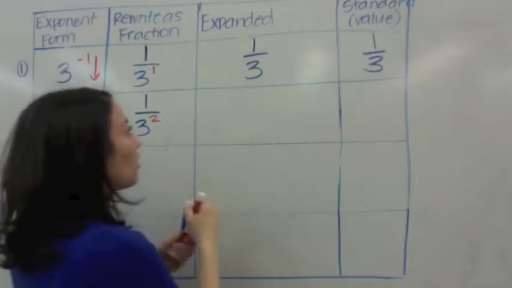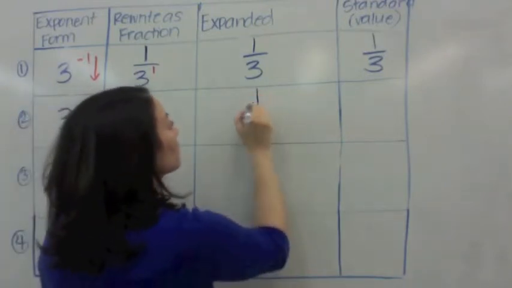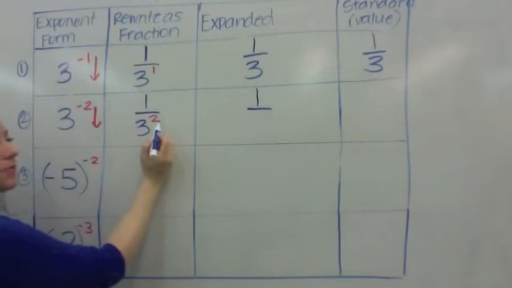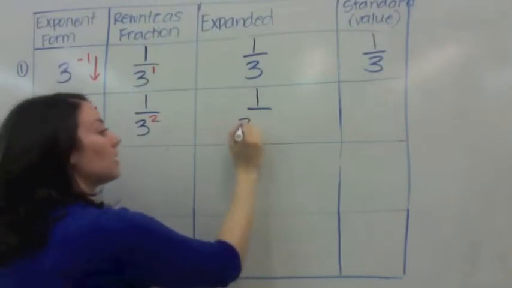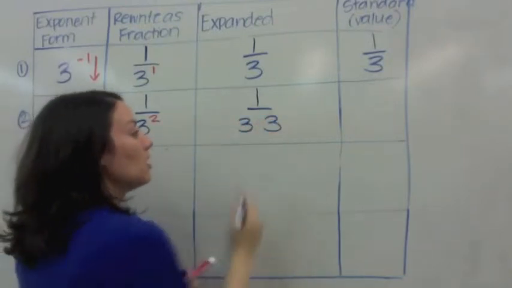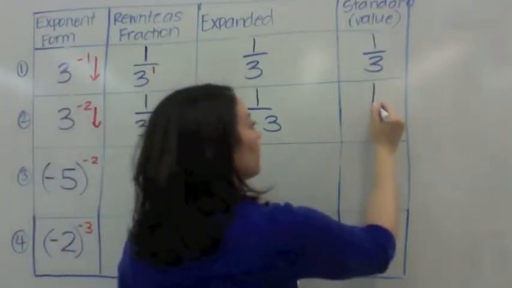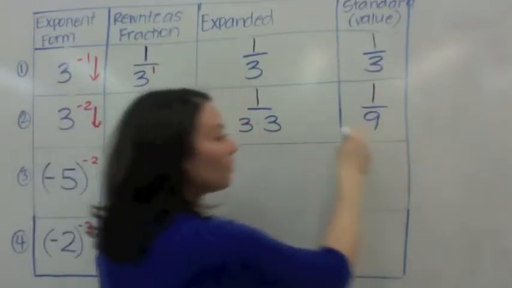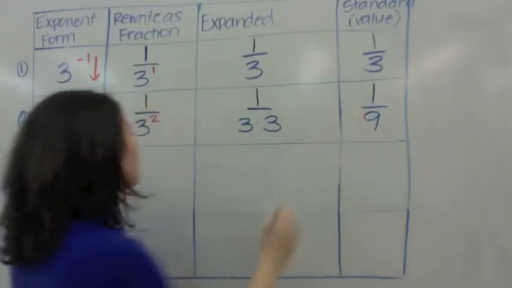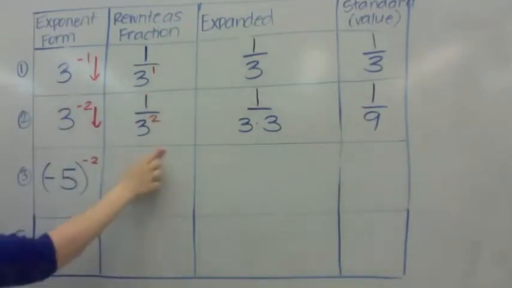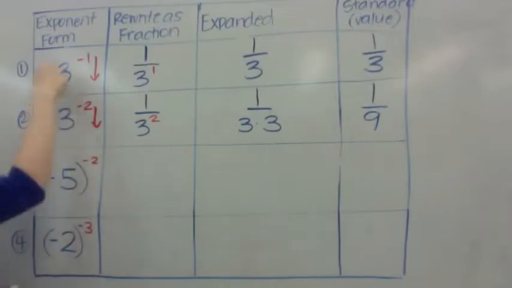Now you do have to expand this, right? Because what is 3 squared? And don't tell me it's 6, because that is not 3 times 2. That means it's 3 multiplied by itself twice. So what is 3 times 3? 3 times 3 is 9. Very good. So it's 1/9. Read this fraction with me. 1/9. Okay, so those were some examples with positive bases.